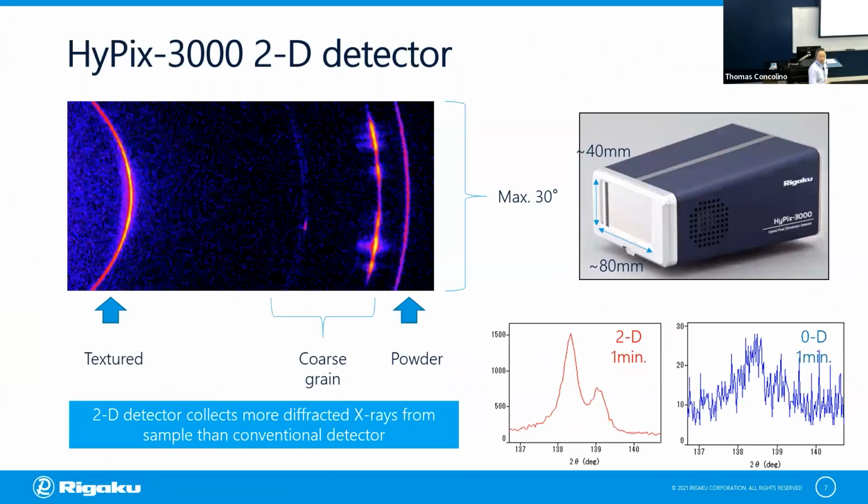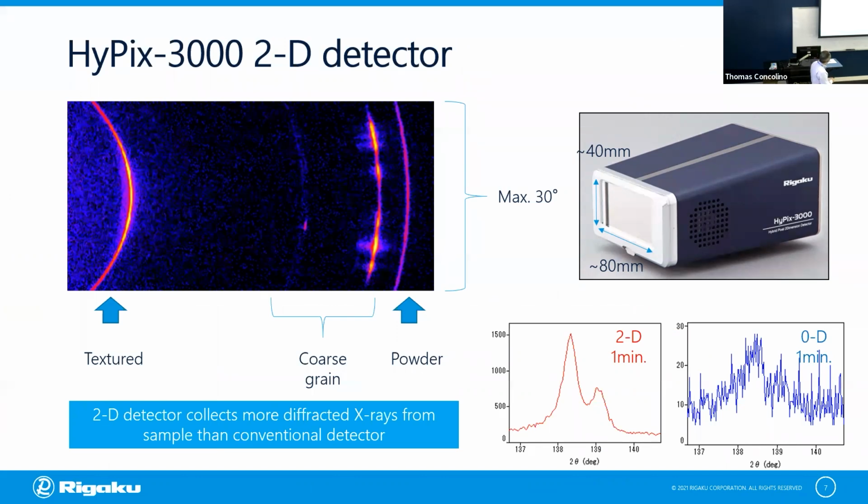All right. So this is talking about the detector. As I briefly discussed, we have a 2D HyPix-3000 detector, which is 8 centimeters wide and 4 centimeters high. The longer side of the detector covers approximately 30 degrees. It depends on the distance between the sample and detector, but roughly speaking, it covers a 30-degree range.